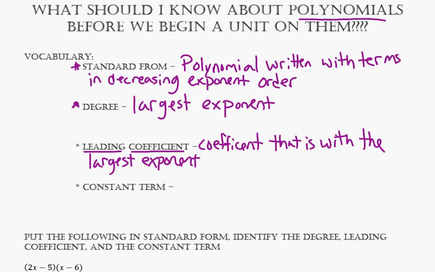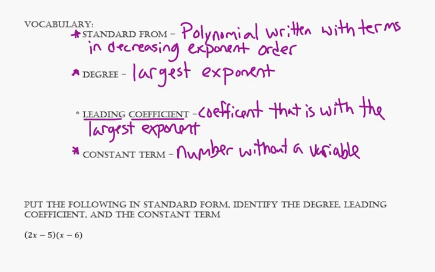And lastly, we have the constant. My constant is just going to be the number without a variable. It never changes. It has no variable to change its value, so it's a constant term. So those are the first four important definitions we're going to work with as we go through this unit.